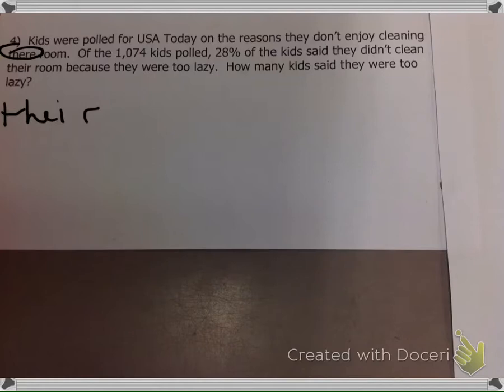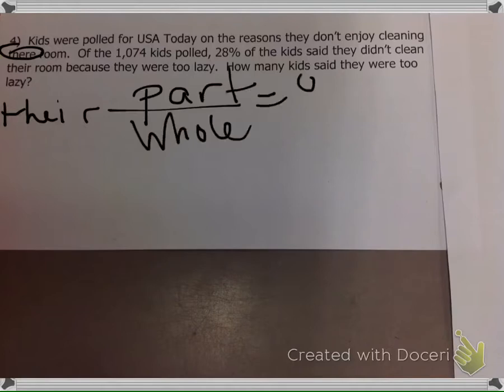Okay, so you're going to again use part over whole equals percent over 100. Now let's look. The first thing that we have here is our dead giveaway. 28% didn't clean their room because they were too lazy. So that's our dead giveaway. That's your percent, 28 over 100. Okay? Of the 1,074, is that my part or is that my whole? That's your whole. That's your total, 1,074. And we want to know how many kids were too lazy. That would be my part. Okay, so that's my x.